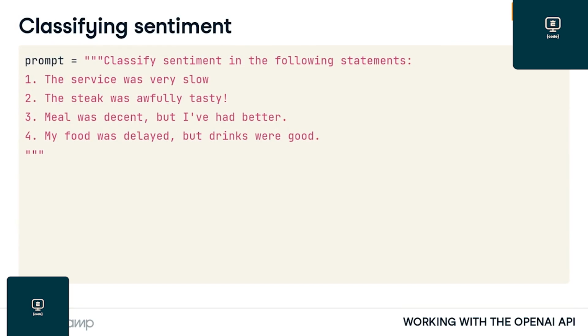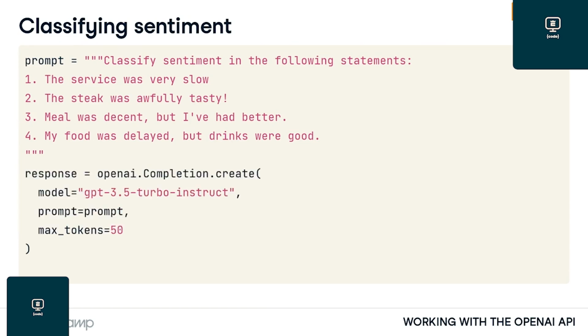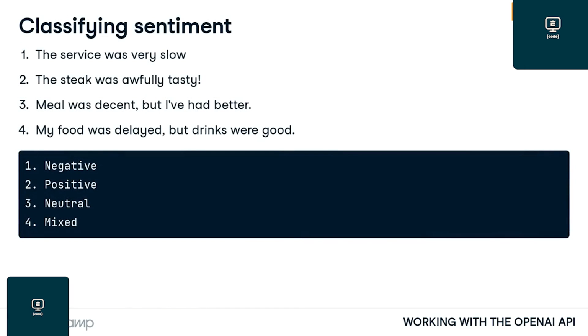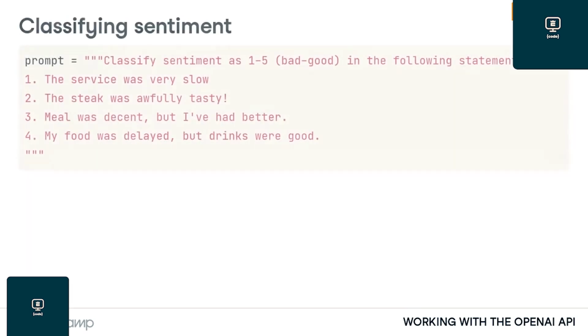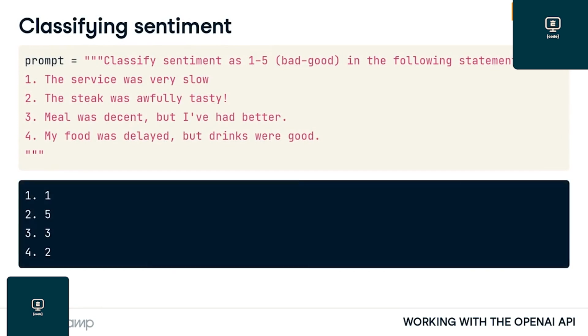Let's say we received a number of online reviews to our restaurant, and we want to extract the sentiment as numbers 1 to 5 for further analysis. We can write a prompt with the instruction to classify sentiment and a list of statements, pass it to the completions endpoint, and print the response. The model has done a good job. However, because we didn't specify how to classify the categories, the model didn't realize we actually wanted a numerical output. We can update our prompt so the model has the context on what the category should be. The updated response contains a reasonable numerical representation of the sentiment of each statement.